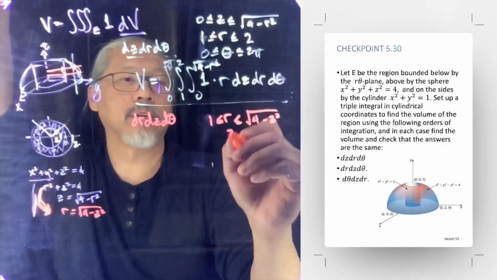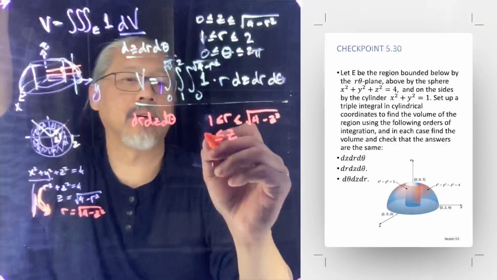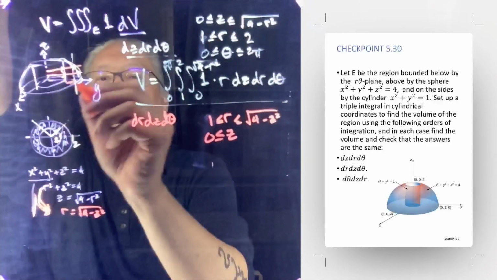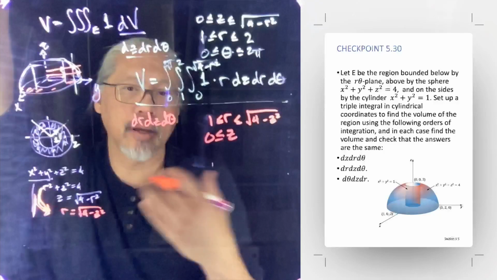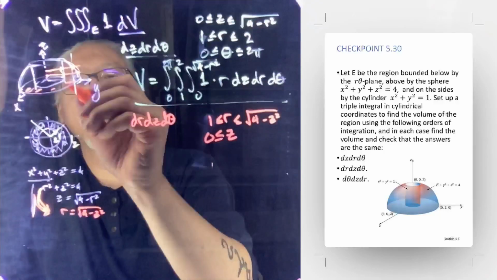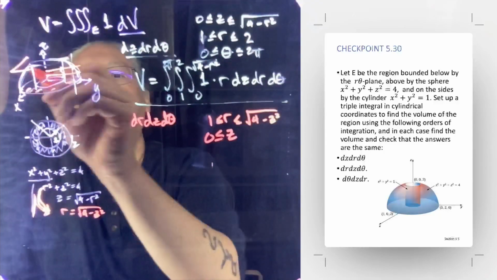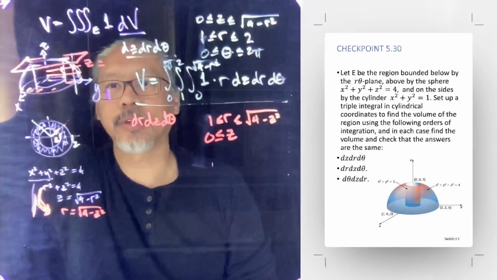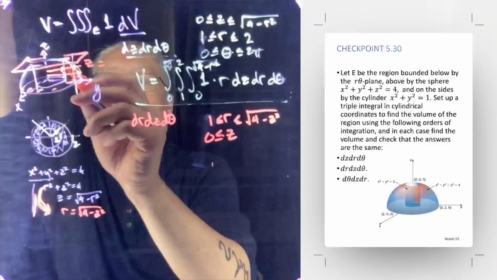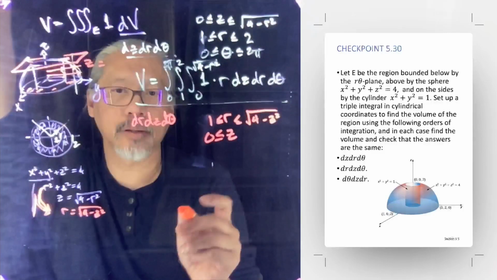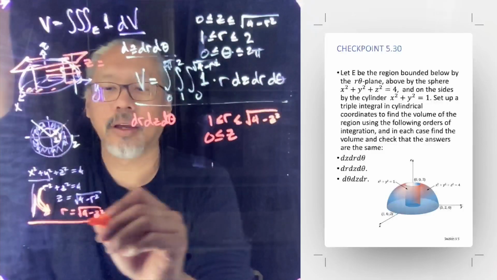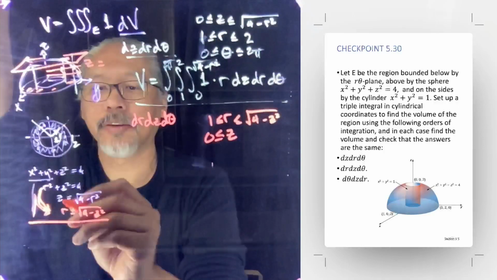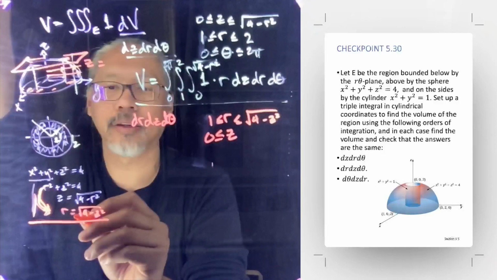Now, what is our z? What are the z limits going to be? The z looks like it'll start from the xy plane, or they call it the r theta plane, but it stops somewhere over here. So we need to figure out what plane this thing stops at, and that happens in the intersection between the sphere and the cylinder.